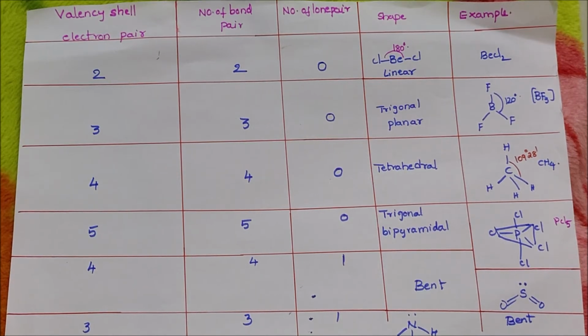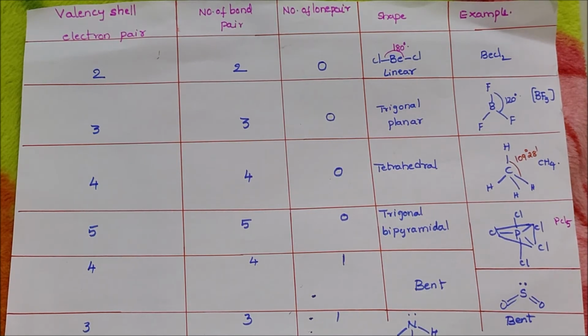The next one is where valence shell electron pairs are 3. The number of bond pairs is 3 and there are no lone pairs. The best example is BF3. In BF3, boron is the central atom and fluorines are terminal atoms. The 3 fluorines bond with the boron atom, and there are no lone pairs present. So bond pair repulsions are more, and it gives a perfect shape of the molecule, that is trigonal planar.